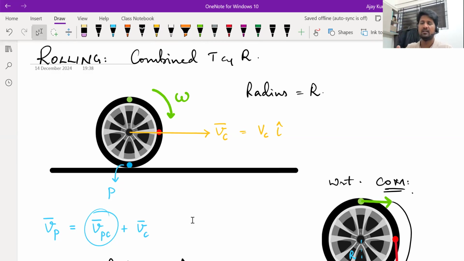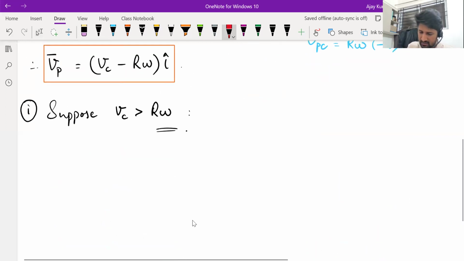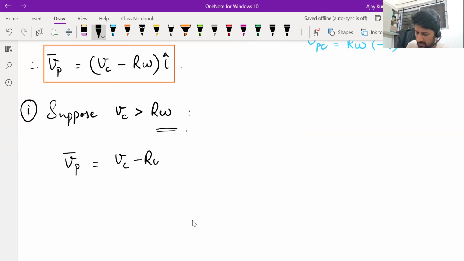But immediately when you apply hard brakes, the vehicle skids forward. Why? Because it has translation, but rotation is locked because of hard braking. So translation dominates, rotation is less in amount. As a result, if Vc is greater than R omega, from this equation itself you can tell the velocity of point P, which is Vc minus R omega i cap, this term becomes positive. So the velocity of point P, the point of contact, will be in the forward direction.